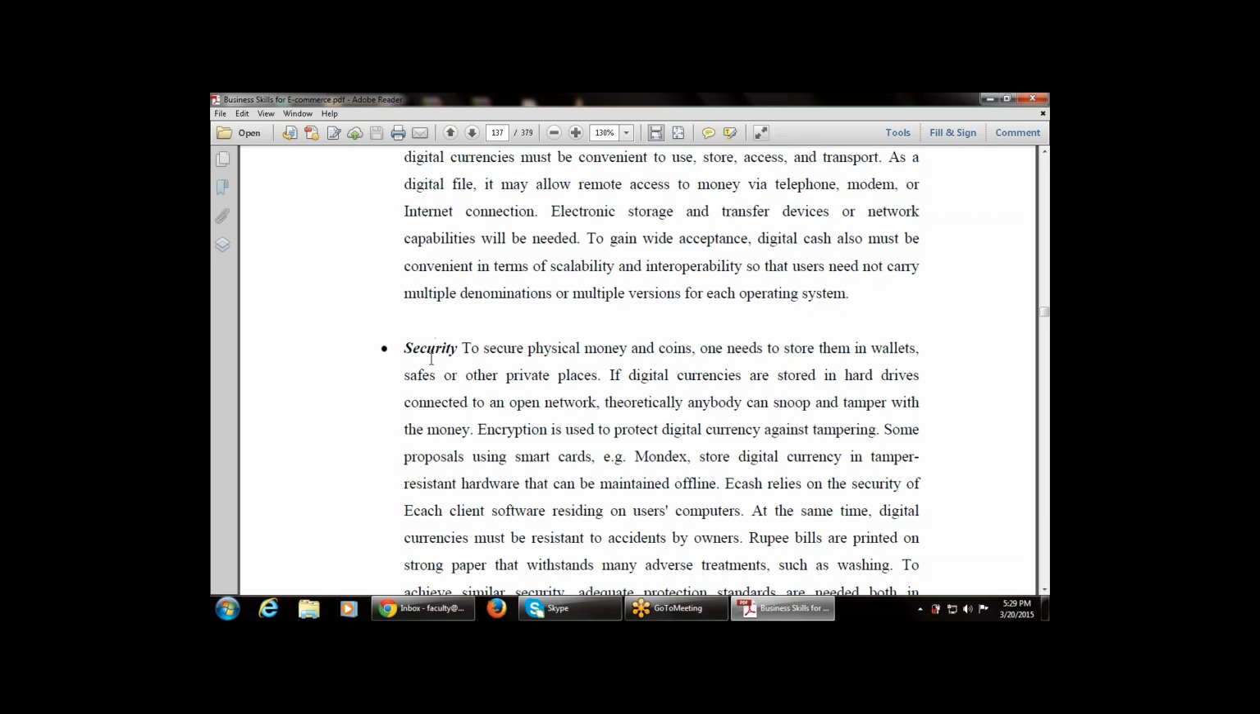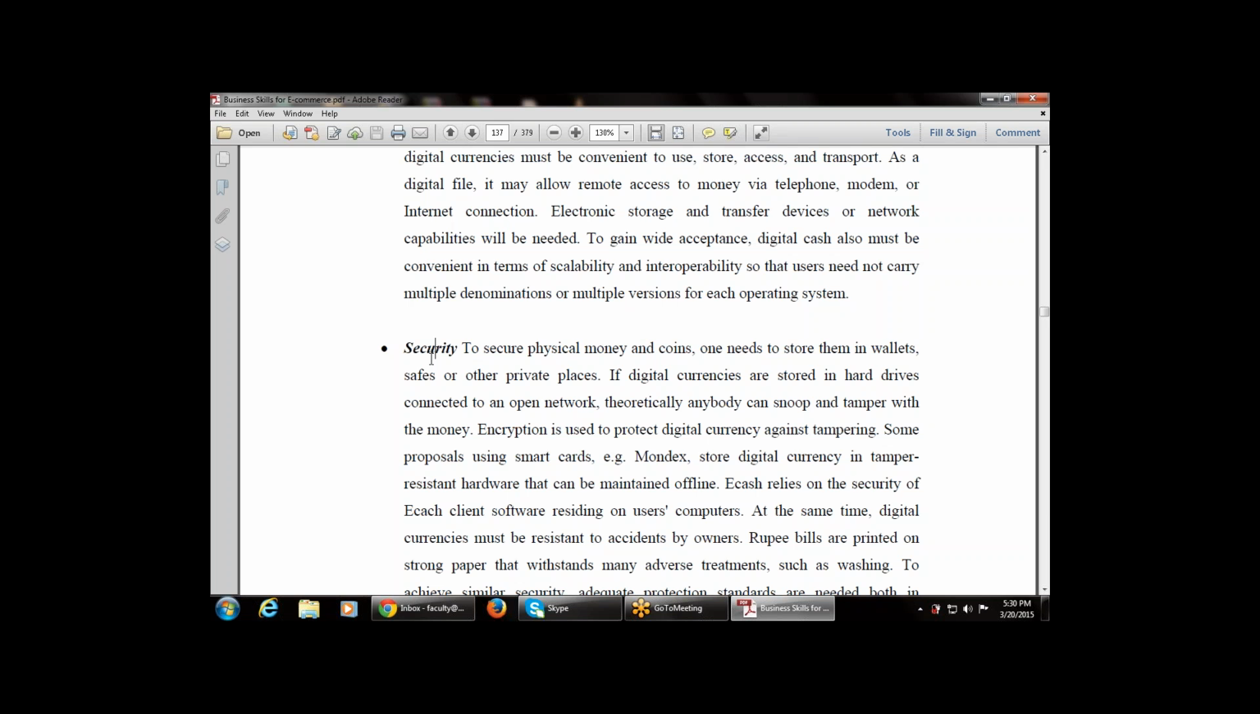Encryption is one of the methods to protect digital currency against tampering. The next method is encryption, which protects digital currency against the persons who are tampering with the network. Encryption means changing the form of money or changing the form of a transaction. Some proposals using smart cards, for example Mondex, store digital currency in tamper-resistant hardware that can be maintained offline. eCash relies on the security of each client software residing on the user's computer.